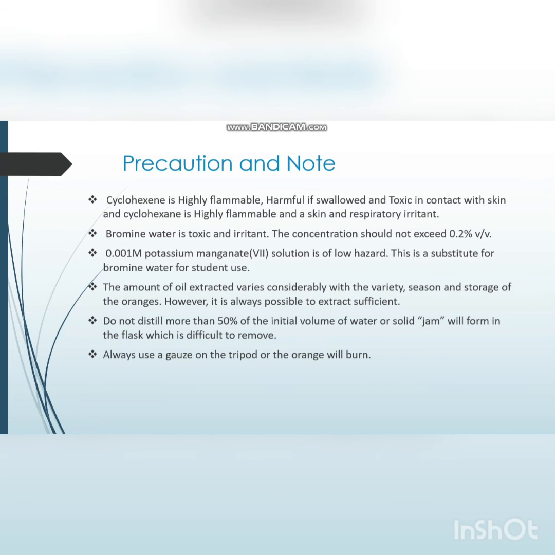0.001 M potassium manganate(VII) solution is of low hazard. This is a substitute for bromine water for student use.